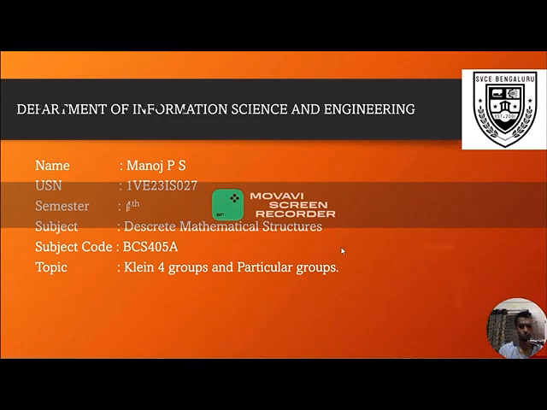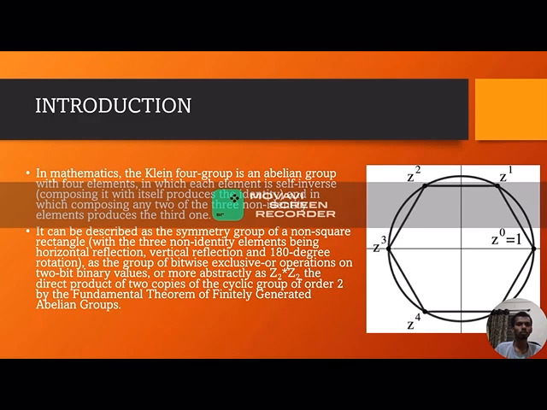Let's see the introduction. In mathematics, the Klein group is an abelian group with four elements in which each element is self-inverse and in which composing any two of the three non-identity elements produces the third one. It can be described as the symmetric group of a non-square rectangle, as the group of bitwise exclusive or operations on 2-bit binary values, or more abstractly as Z2 cross Z2.